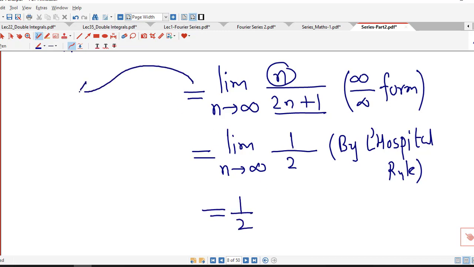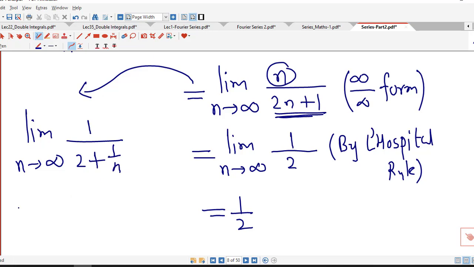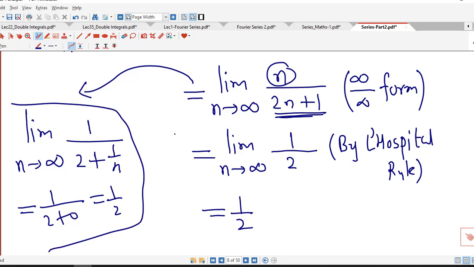If we wish, we can go in this way also. We divide numerator and denominator by n. So in the numerator we have n divided by n, which is 1. And if we divide the denominator by n, we have 2 plus 1 by n. So in this way also, we obtain the same limit. So it is our choice in which way we want to evaluate the limit.